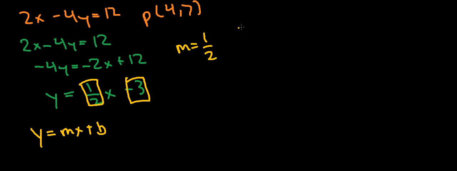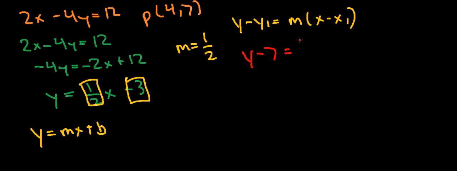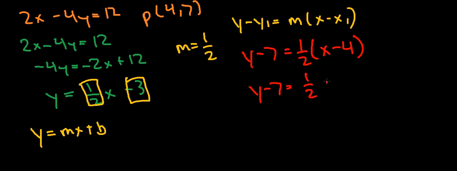And now we put it into our point-slope formula. y minus y1 is equal to m times x minus x1. So we have y minus 7 is equal to 1/2 times x minus 4. y minus 7 is equal to 1/2 x minus 2. Add 7 to both sides. y is equal to 1/2 x plus 5.